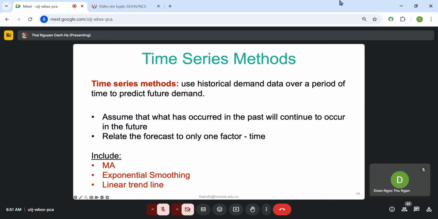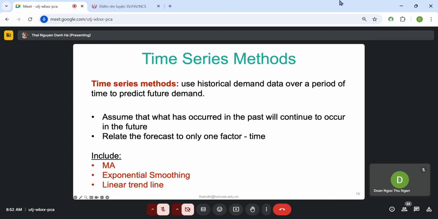For the time series, we assume that what has occurred in the past will continue to occur in the future. Nothing changes, all related to the forecast. And we just focus on one factor, this is the time. Now we have the MA, moving average, exponential smoothing, and the linear trend line. All three use the historical data of the time series. From the time series, now we are going to explore the MA, ES, and linear.